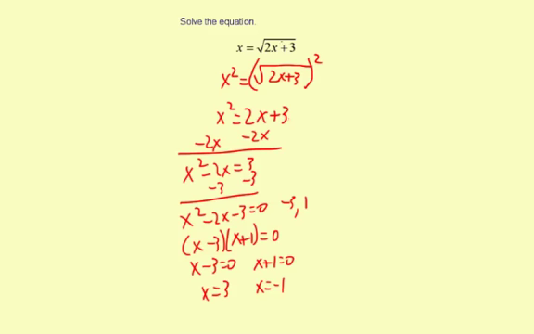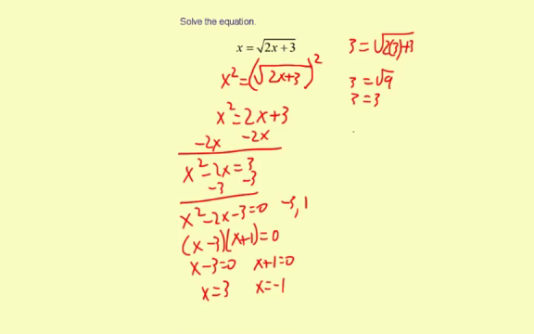We have to check them both because sometimes when you square an equation, you add answers that shouldn't really be there. So I'm going to test 3 first. 3 equals the square root of 2 times 3 plus 3. So 3 equals the square root of 6 plus 3, which is 9. So square root of 9, 3 equals 3. So 3 works.